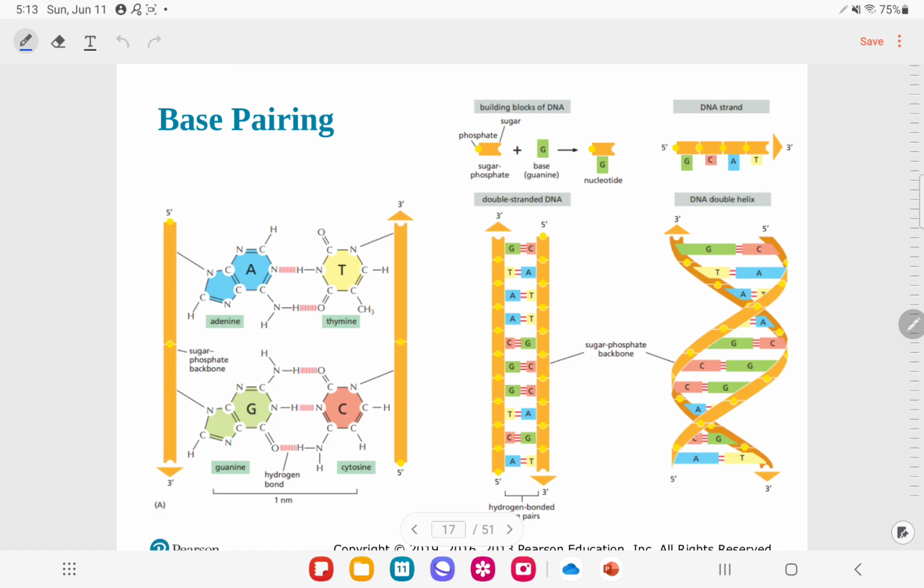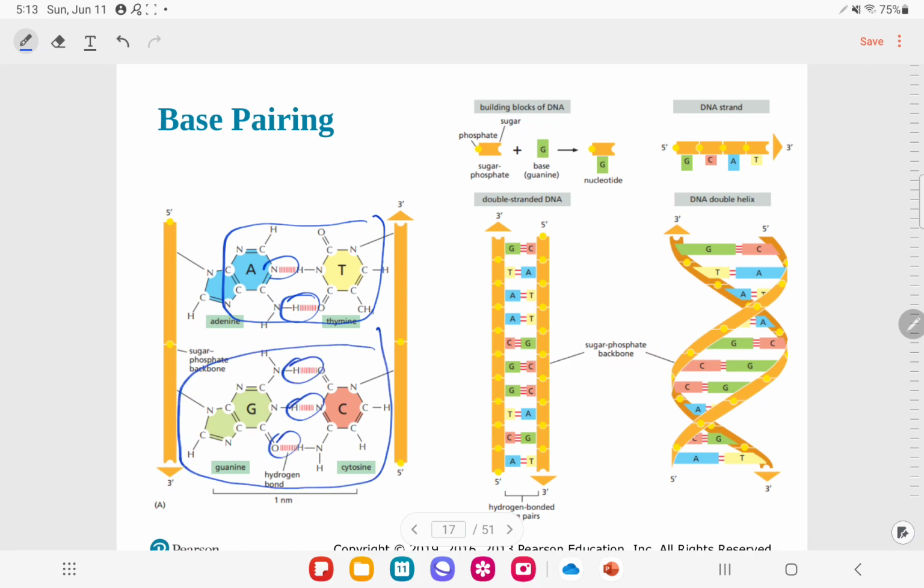And this is just another image that I wanted to show you, base pairings, again, to show you how adenine binds with thymine via 2 hydrogen bonds, and guanine binds with cytosine via 3 hydrogen bonds. Okay, so remember that for sure. And these DNA strands are going to run in an anti-parallel nature.